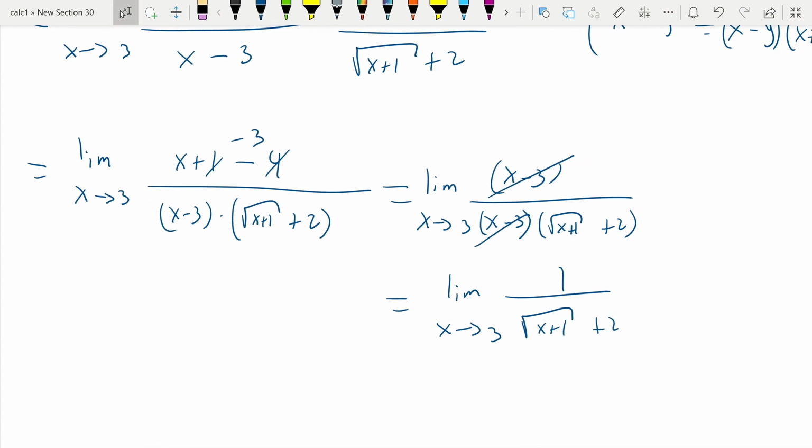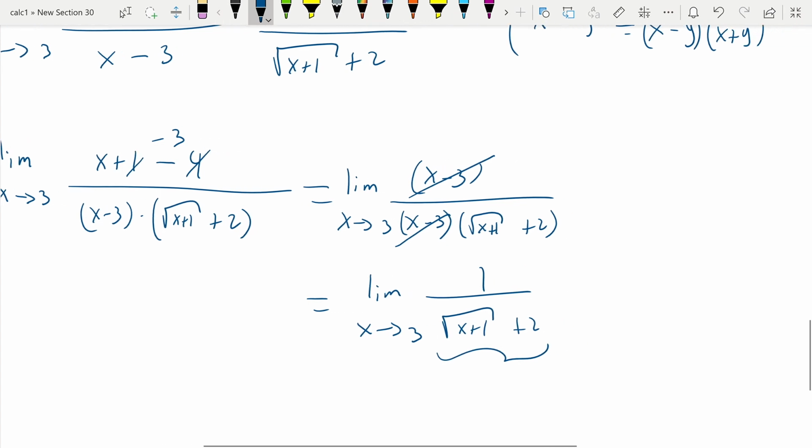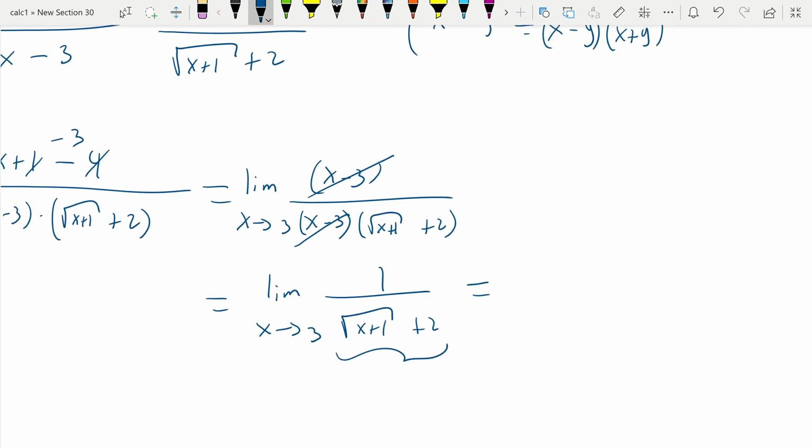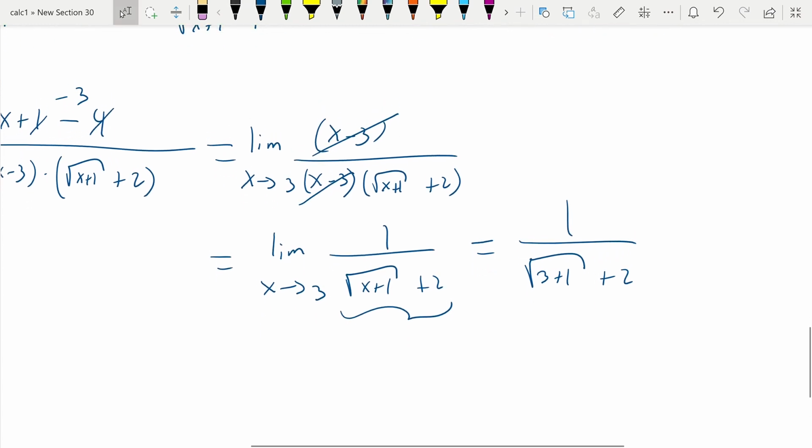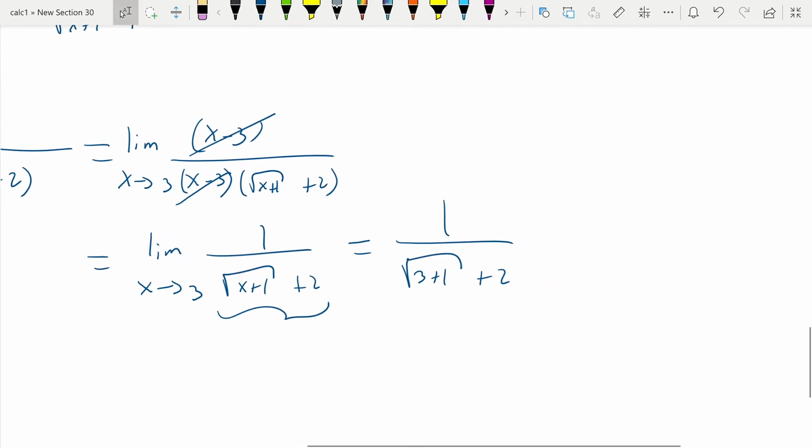Now this is a continuous function, so we can just substitute the value of 3 inside, and this would just be equal to 1 over the square root of 3 plus 1 plus 2. 3 plus 1 is 4, the square root of 4 is 2, and so you just get 1 over 2 plus 2, which is then 4. And so that's our answer.